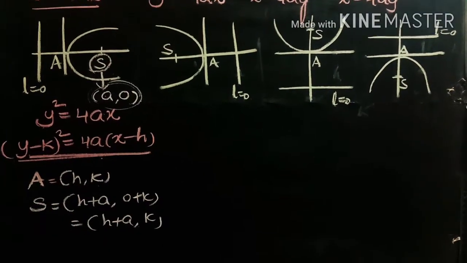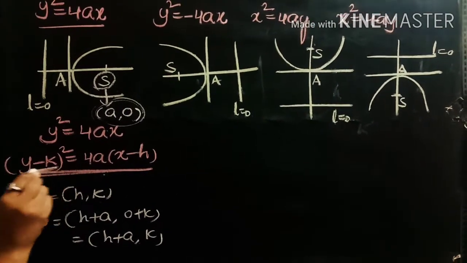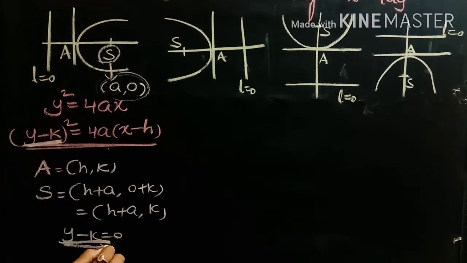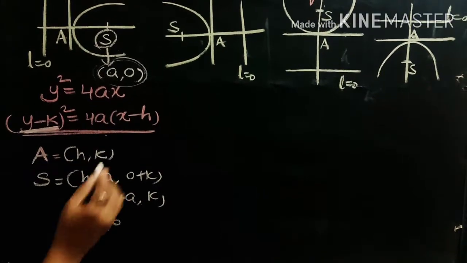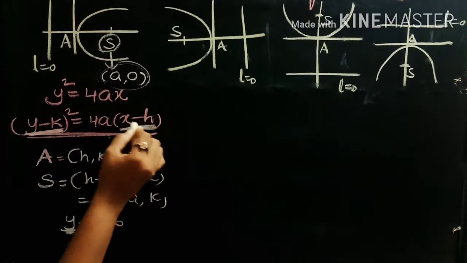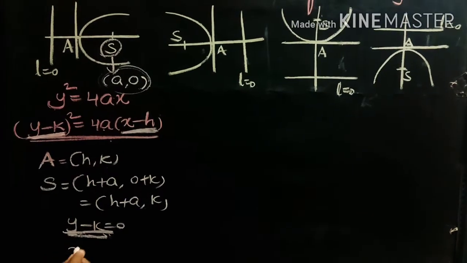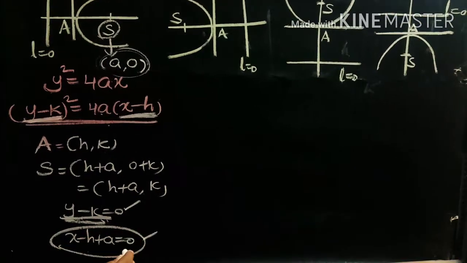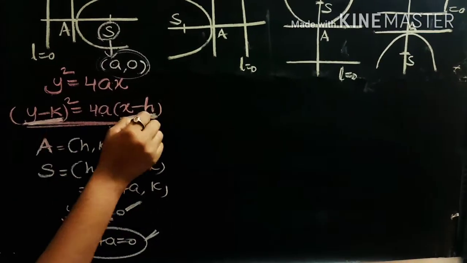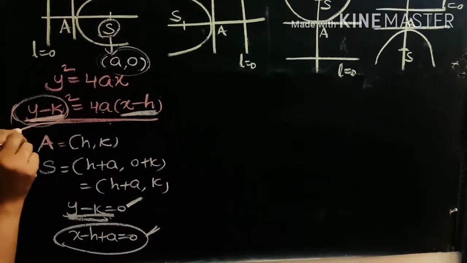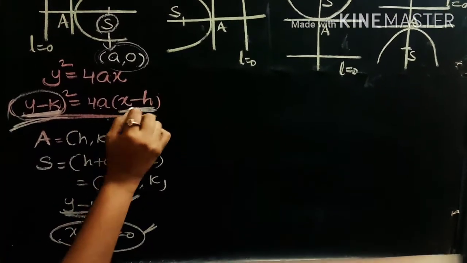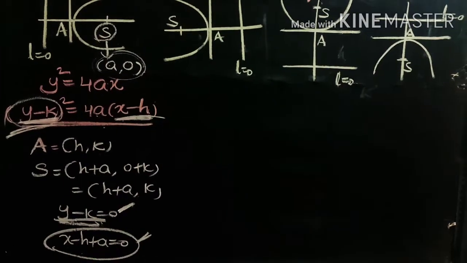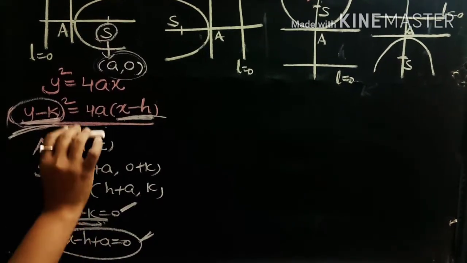And the axis of the parabola: we take the equation y minus k is equal to 0. This is nothing but the axis of the parabola. And the equation of the directrix is, we just take the right hand side value, that is x minus h plus a is equal to 0. This is the equation of the directrix. To remember the formulas easily, we use this technique: for the axis of the parabola we take the left hand side value, and for the equation of the directrix we take the right hand side value by adding this number a, that is x minus h plus a is equal to 0. These are the formulas related to this form.